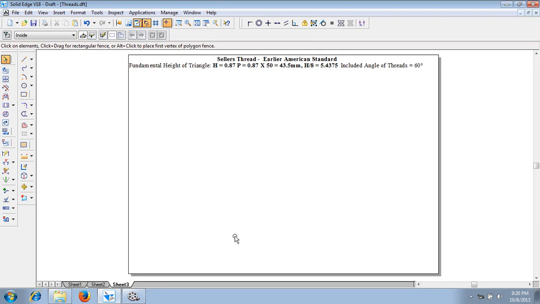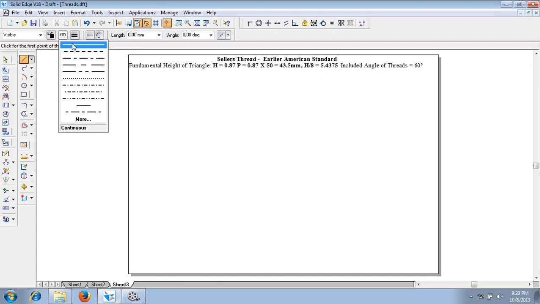Here the root and crest both will be flattened, and the height of the crest as well as the root is h by 8, which is nothing but 5.4375 millimeter. Now let me show you how to construct the same.